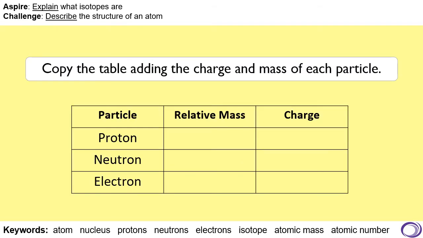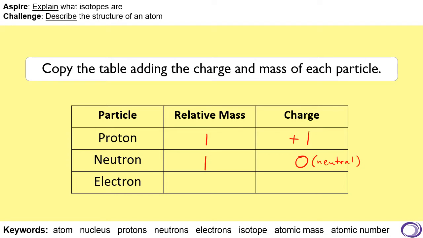So you should have been filling out your table whilst we went through that. What your table should look like is that your proton has a relative mass of 1 and a positive charge, so you can say a charge of +1. Your neutron also has a mass of 1, but it has no charge. So it has 0 charge, and we call this neutral as well.